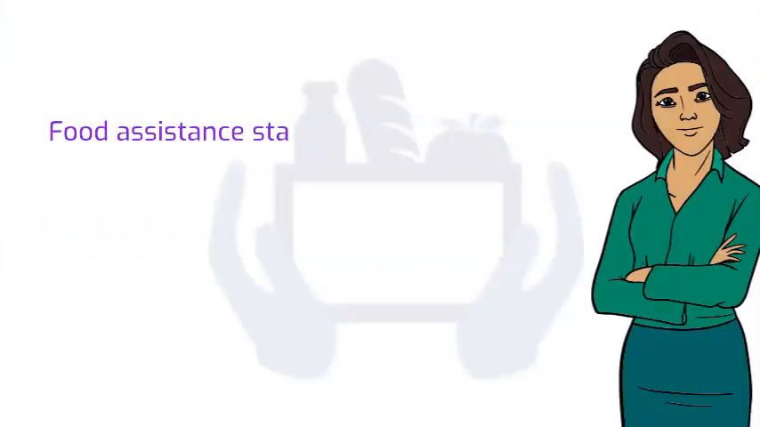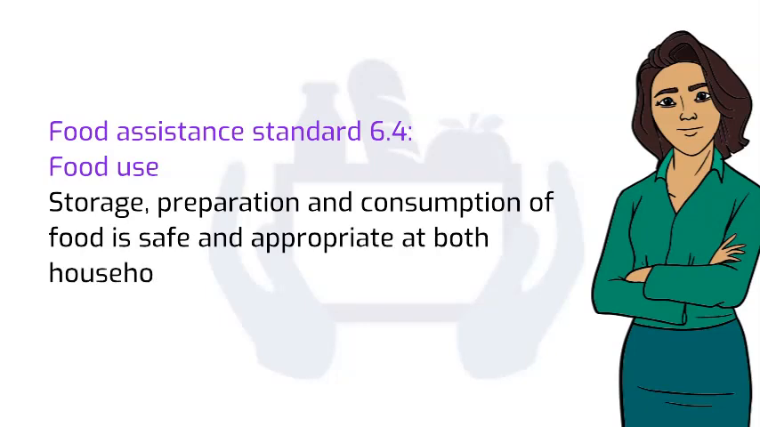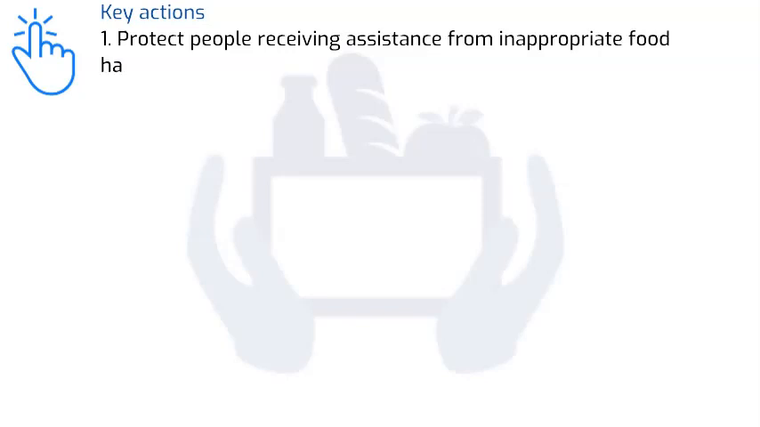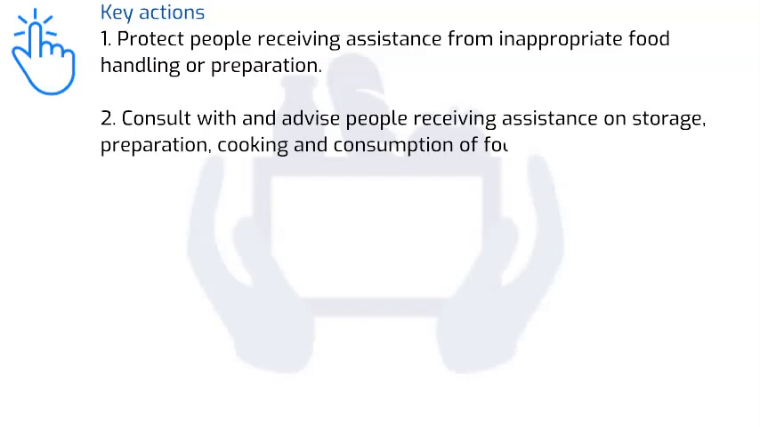Food Assistance Standard 6.4. Food use. Storage, preparation, and consumption of food is safe and appropriate at both household and community levels. Key actions. 1. Protect people receiving assistance from inappropriate food handling or preparation. 2. Consult with and advise people receiving assistance on storage, preparation, cooking, and consumption of food.